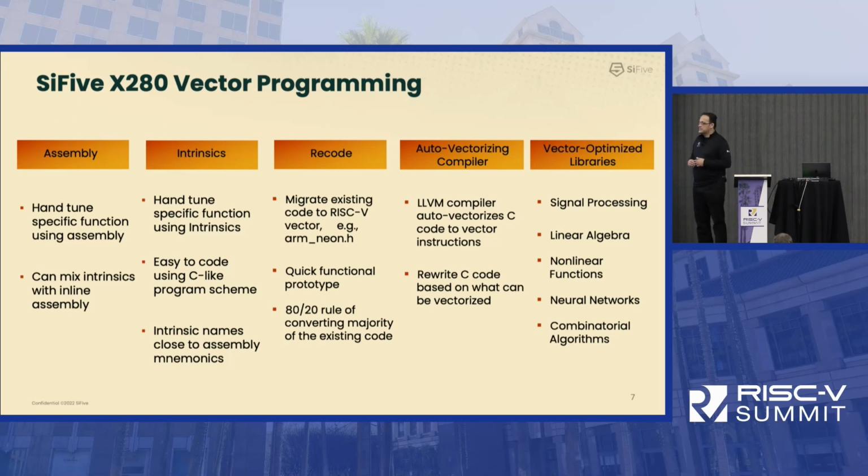Another thing we've done is a lot of our customers are moving from other architectures, and to help them do that migration, we've added some tools. One is called Recode, and what Recode will do is take ARM Neon intrinsic code, and with a change of the header file, that will now be recompiled to RISC V vector code. So you can take Neon intrinsic code, and it'll be compiled into RISC V vectors.